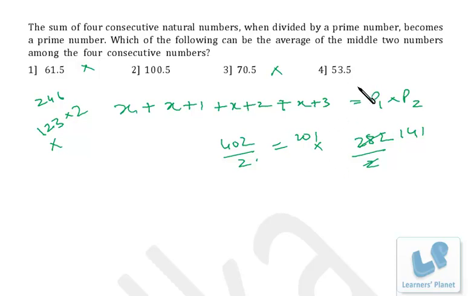53.5 into 4, so that's 214. If we divide it by 2, I'll be getting 107. Now 107 is a prime number, 2 is a prime number, that means this is the correct answer. Okay, just a very simple logic we have used over here, and I'm sure you are clear.